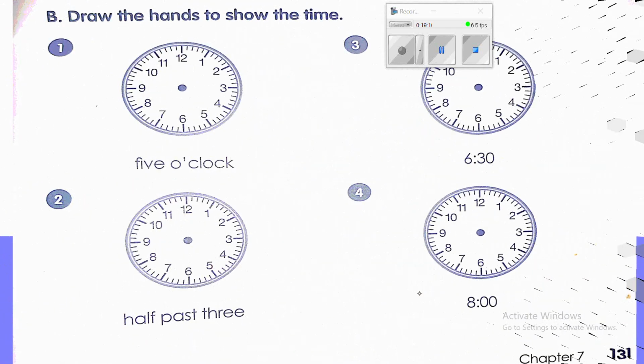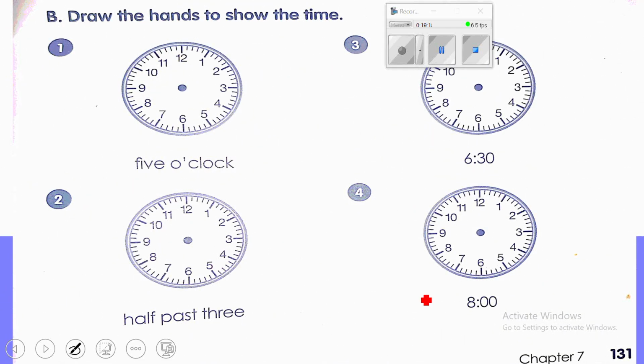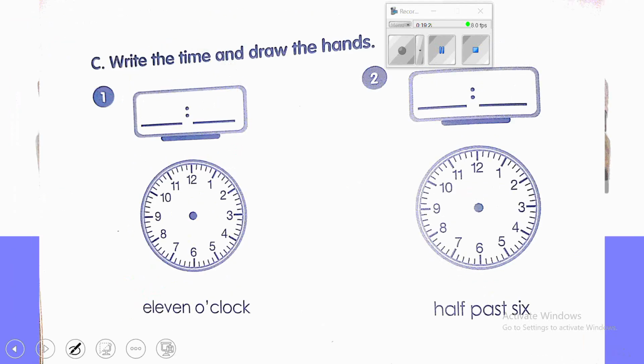Now you have to draw the hands. Just read. Remember, o'clock means 0. Half past means 30. Yalla, do it alone. So easy. Here also, you have to write the time in the digital clock and the analog clock. Here, I have 11 o'clock. Here is 6:30.